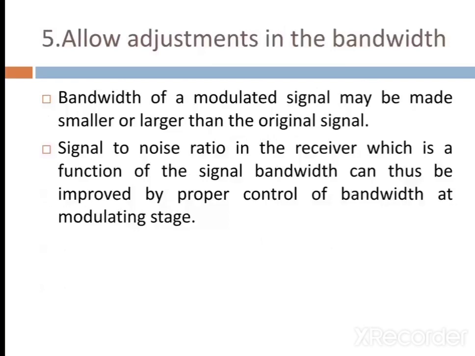Then fifth, allow adjustment in bandwidth. The bandwidth of a modulated signal may be made smaller or larger than the original signal. Then the signal to noise ratio in the receiver, which is a function of signal bandwidth, can thus be improved by proper controlling of bandwidth at the modulating stage.